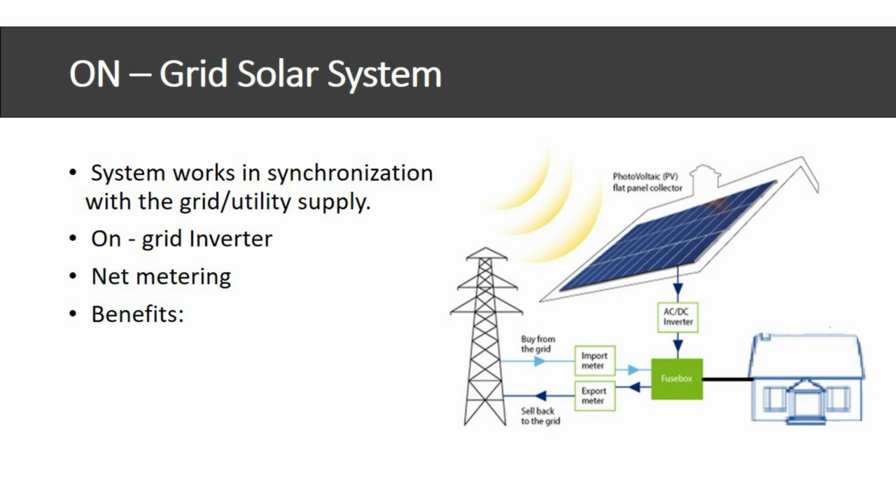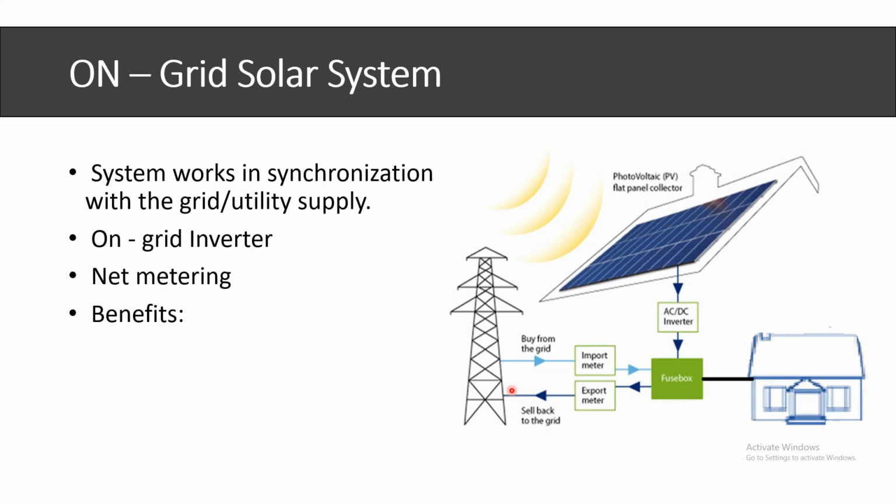Talking about the on-grid inverter, this inverter is specially designed to work in synchronization with your grid supply. What it does is generate output with reference to the grid input voltage and frequency. Now talking about net metering. Net metering is basically a policy or a service provided by the electrical distribution company which is providing you electricity.